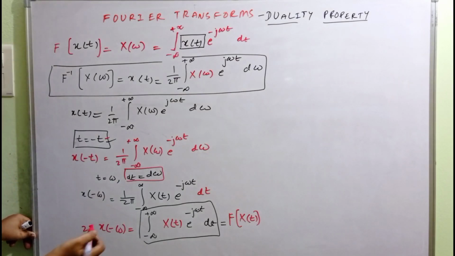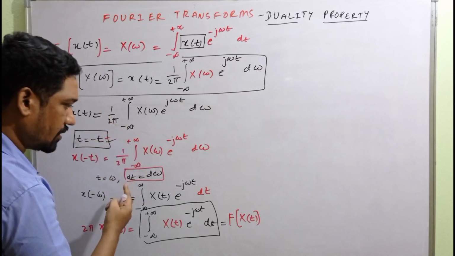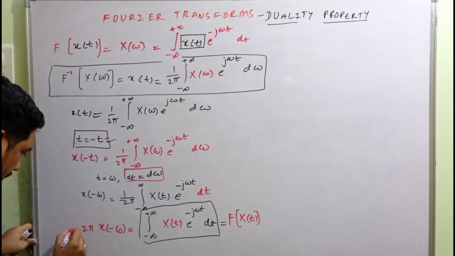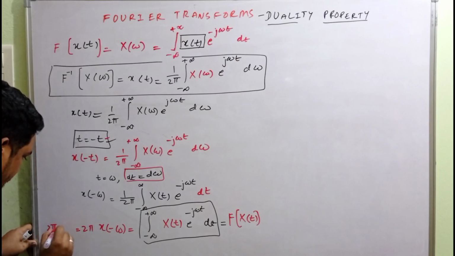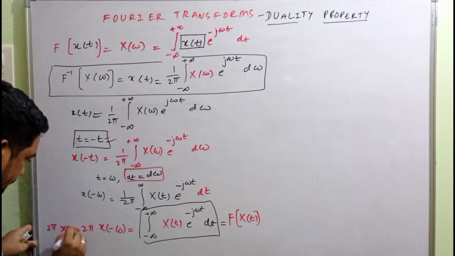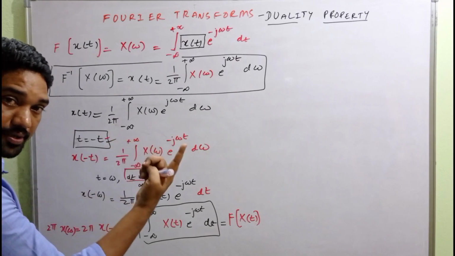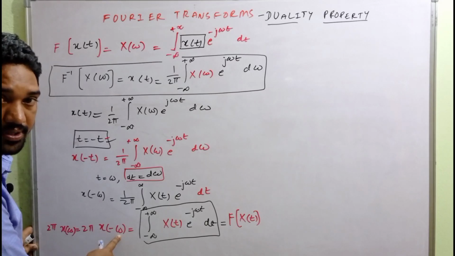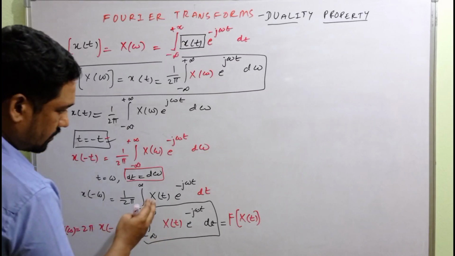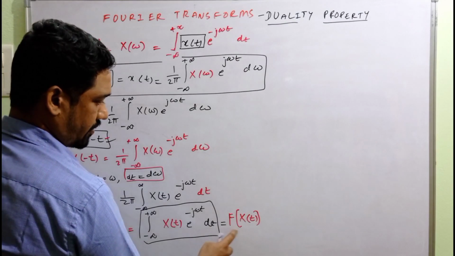Even more, if that function x of t is even, now this won't be negative anymore, this will be 2 pi as it is, it will be x of omega. Okay, sine minus theta will be minus sine theta because it's an odd function. Cos minus theta will give us cos theta, isn't it? So in that way, if it is an even function, this will be the transformation. It won't be negative anymore. It's 2 pi into x of omega, which is equal to the Fourier transform of x of t.